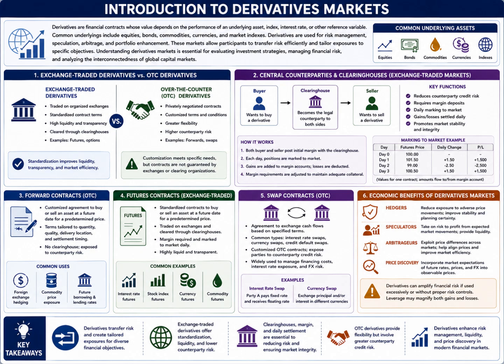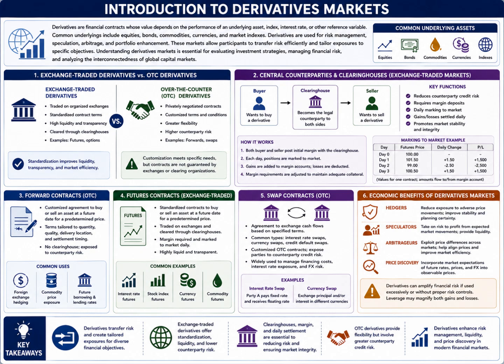Swap contracts are another important category of OTC derivatives. A swap is an agreement between two parties to exchange cash flows based on specified terms over a defined period. Interest rate swaps are among the most common types, allowing one party to exchange fixed interest payments for floating rate payments. Currency swaps involve exchanging cash flows denominated in different currencies. Swaps are widely used to manage financing costs, interest rate exposure, and foreign exchange risk. Because swaps are typically customized OTC contracts, they expose participants to counterparty credit risk and may involve less liquidity than exchange-traded derivatives. Nevertheless, swaps remain essential tools within institutional financial management.